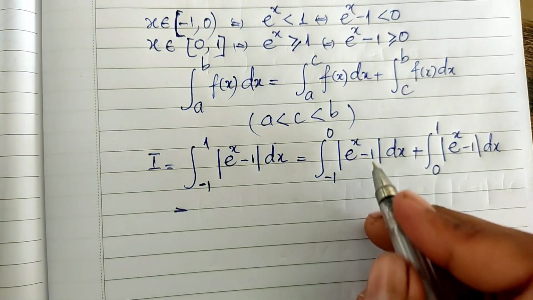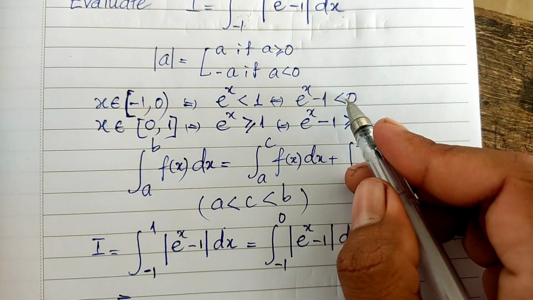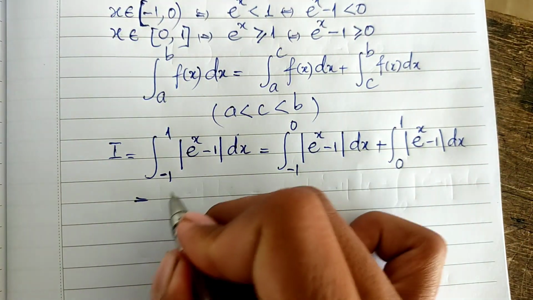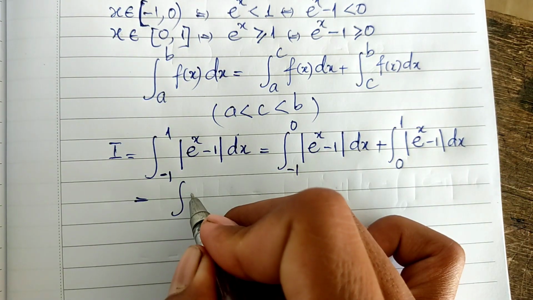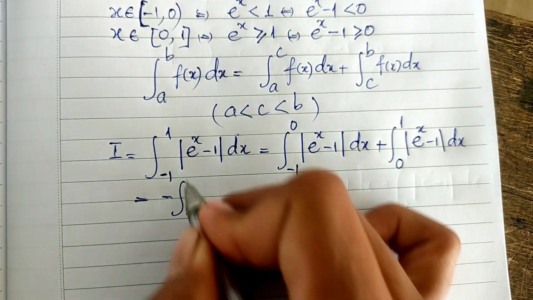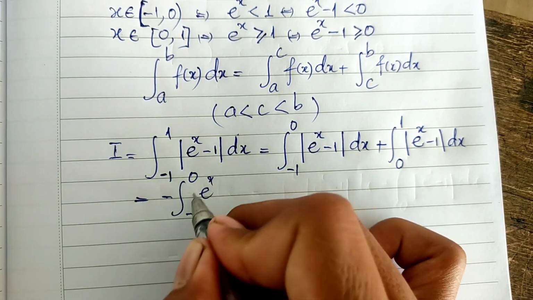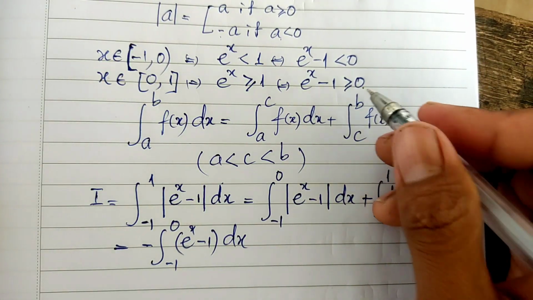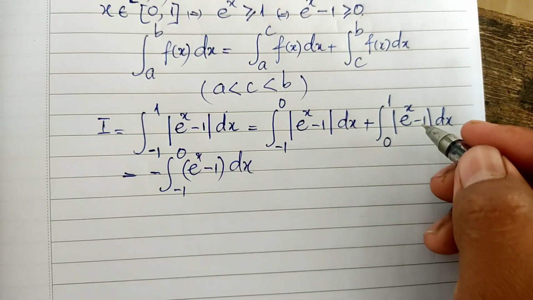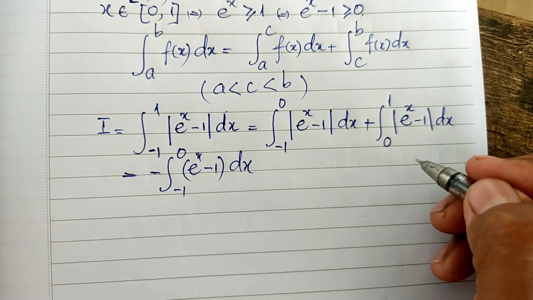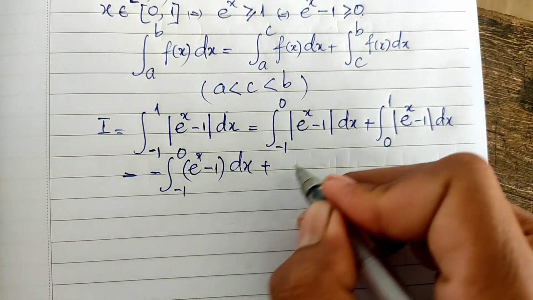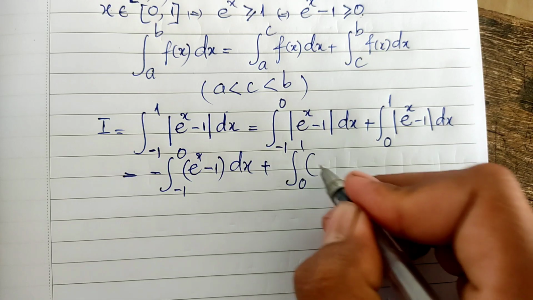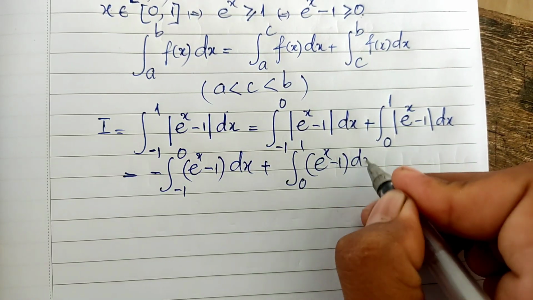And we know that it's negative on the first interval, so if negative, it equals minus. So this is equal to minus the integral from -1 to 0 of e^h minus 1 dh, and on the second interval it is positive or equal to 0, so we can remove the absolute value. So plus the integral from 0 to 1 of e^h minus 1 dh.